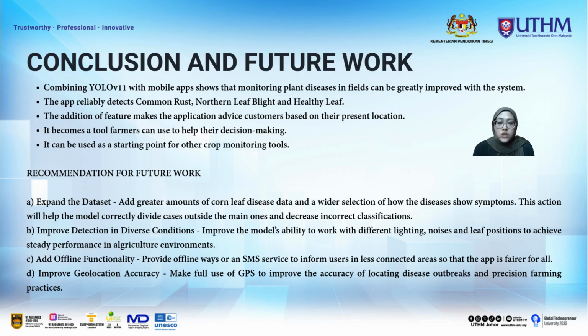And the third is to add offline functionalities. We would provide offline ways or an SMS service to inform users in less connected areas so that the app is fair for all. And the last one is to improve geolocation accuracy, which means making full use of GPS to improve the accuracy of locating disease outbreaks and precision farming practice.